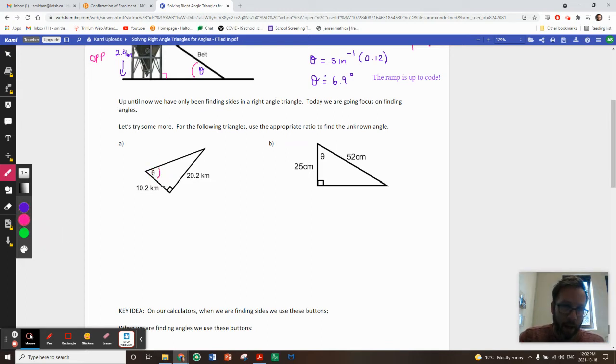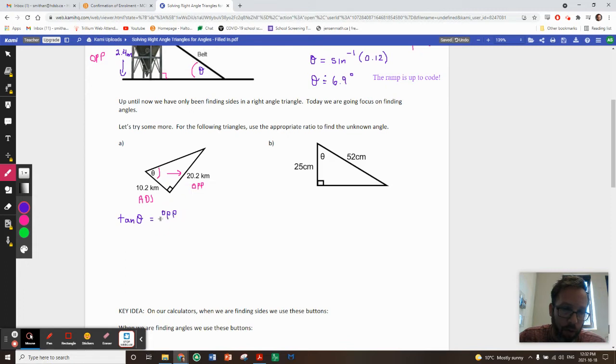We're looking for the angle theta in this triangle. The 10.2 kilometer side is adjacent or next to that angle. The 20.2 kilometer side is across the triangle from that angle. It's the opposite side. Of course, the hypotenuse is always the hypotenuse. And so we can see to solve for the angle here, we're going to be using the tan ratio.